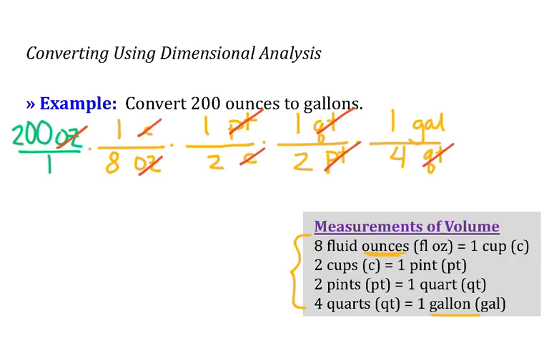And in this case it really tells me to, let's see, multiply in the numerators 200 times 1 times 1 times 1 times 1, which is still 200. And then in the denominators we're dividing by 1 times 8 times 2 times 2 times 4. So I'm really dividing there by 128. And again, our unit in the end will be gallons.